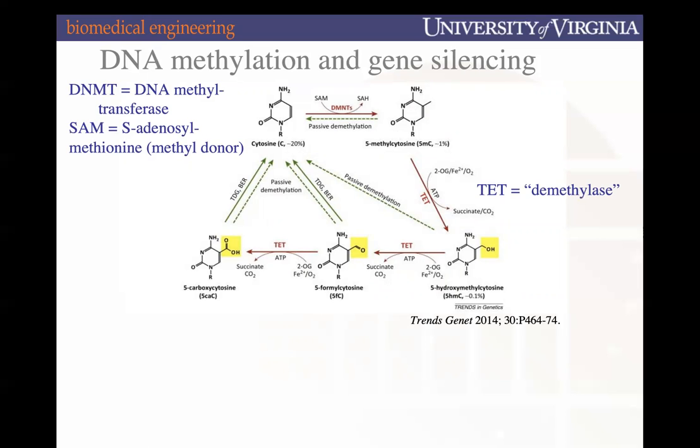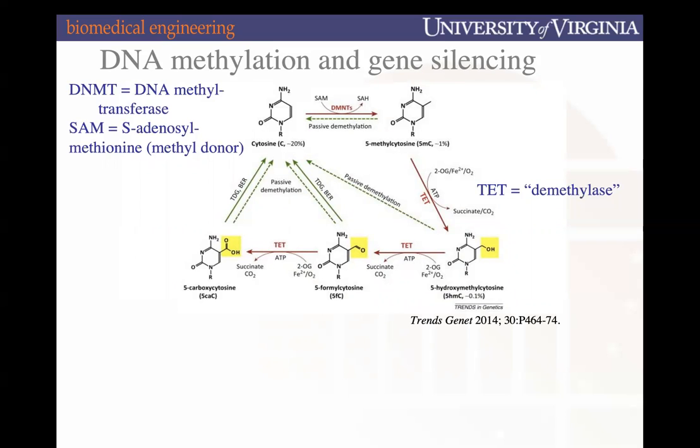Now, there are mechanisms in place that can enable this methylation to be reversed. So this is an example where historically DNA methylation was seen to be a permanent modification. There are mechanisms that we've learned where this can be reversed.